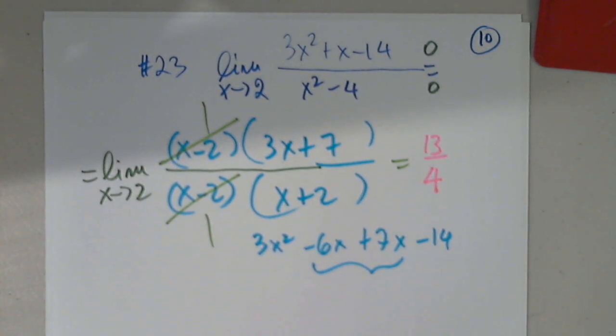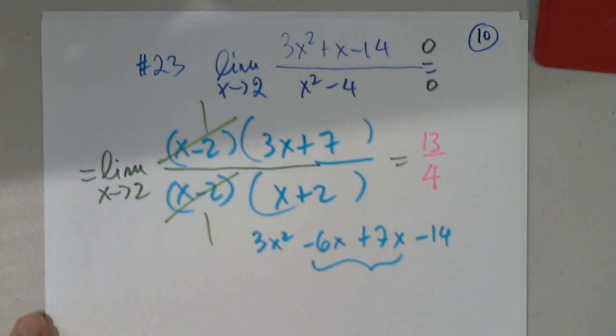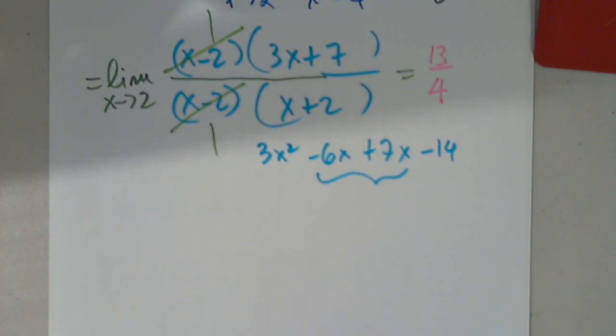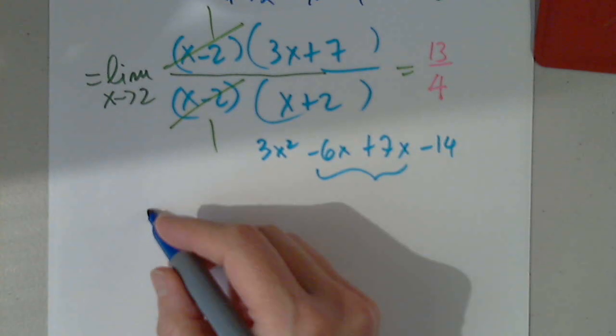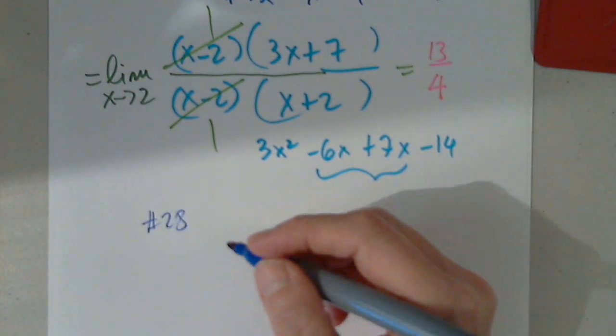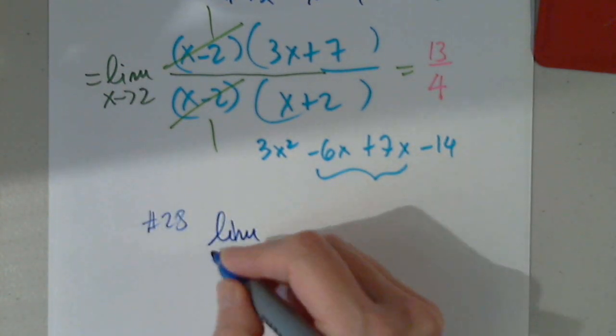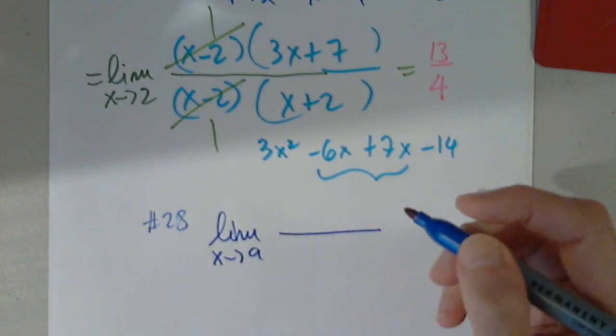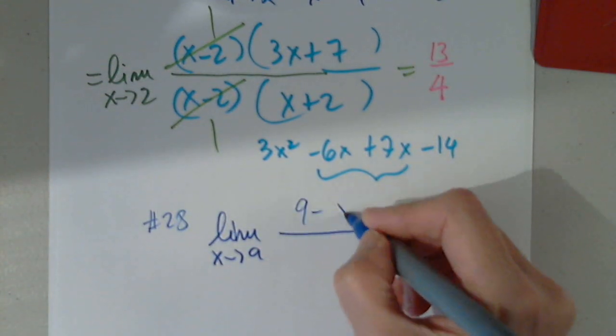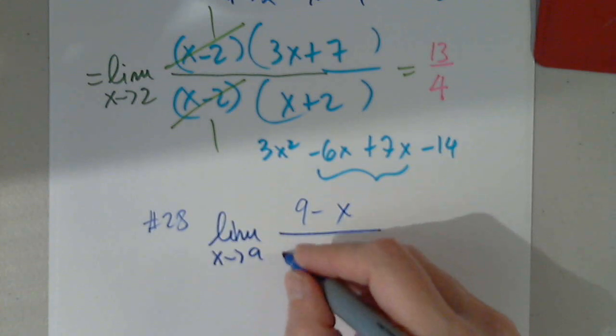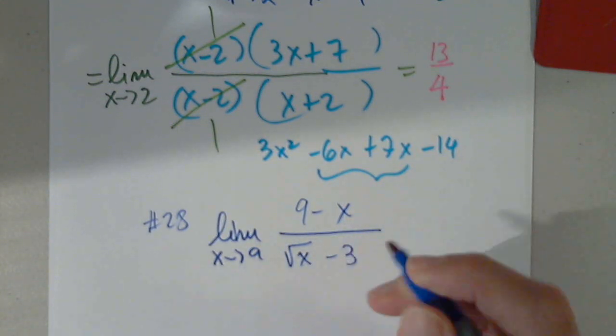Well, let's also look at the radical and see how we address that. Let's say number 28. That's the limit as x approaches 9 of (9 minus x) over (the square root of x minus 3).